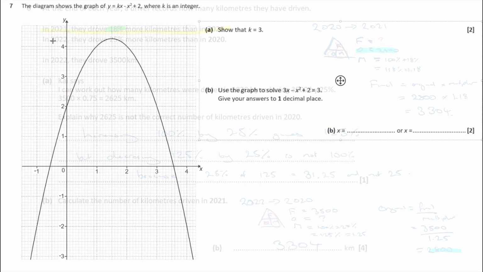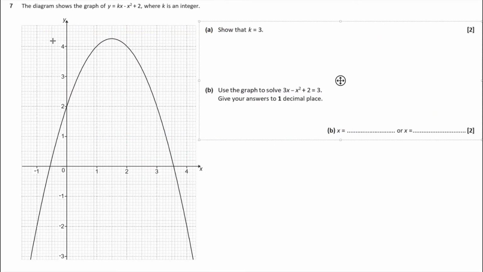3,304. Question 7. The diagram shows the graph of y equals kx minus x squared plus 2, where k is an integer. Show that k is equal to 3. How am I going to show that k is equal to 3? I'm just going to pick a couple of points on the graph that are easy to read. I'm going to pick this point here, which is (0, 2), because I know that lies on the graph. Maybe I'll pick this one over here as well, which is (3, 2).